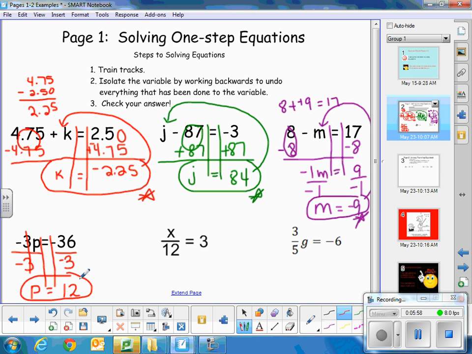If you want to check to make sure you're right, plug that back in. Negative 3 times 12 is negative 36, which is what we have on the other side, so we know we have the correct answer.